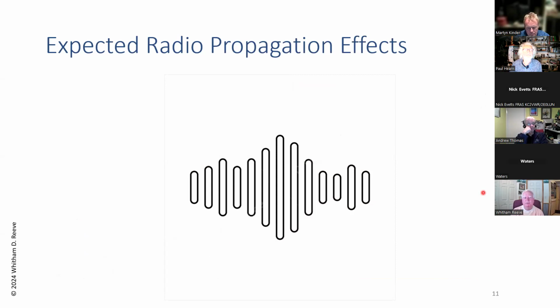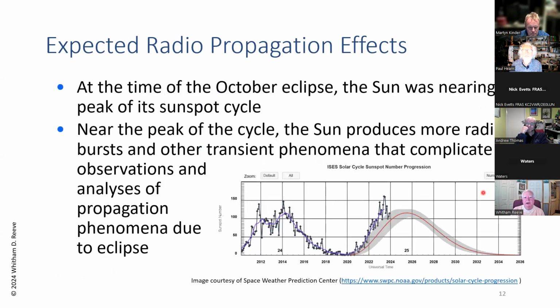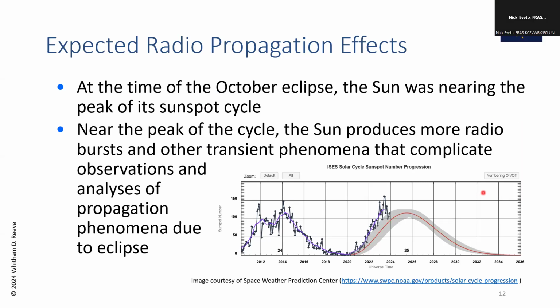So what was I expecting? Well, at the time of this eclipse, the sun was getting pretty close to the peak of its sunspot cycle. So I was expecting to have some complications due to that, because of solar phenomena like radio bursts and things that could affect propagation and almost look like the eclipse itself.